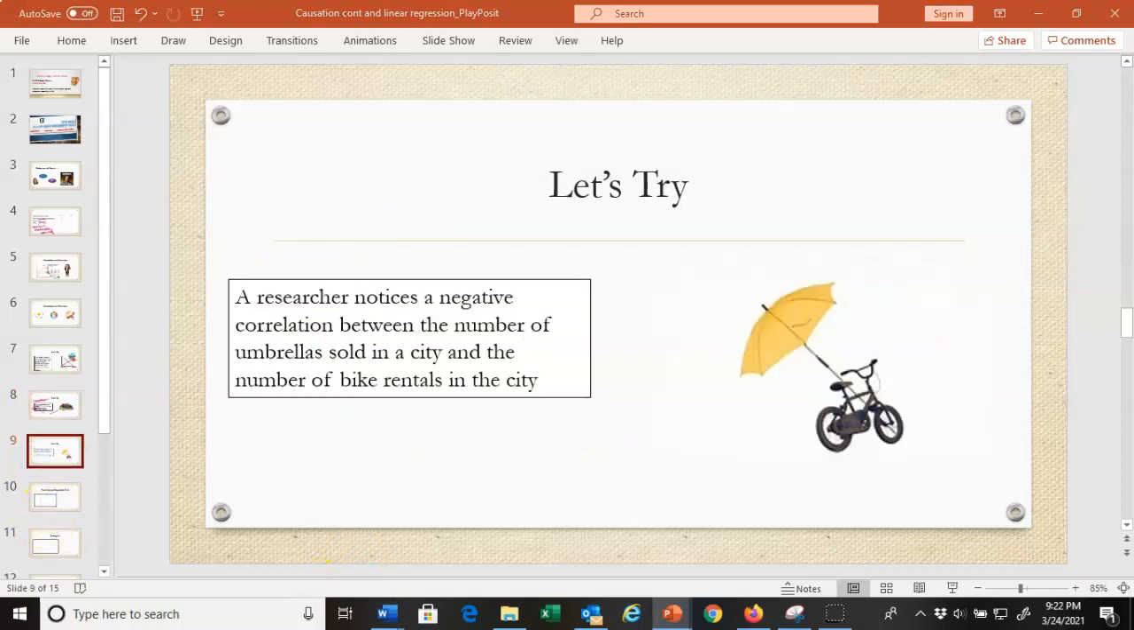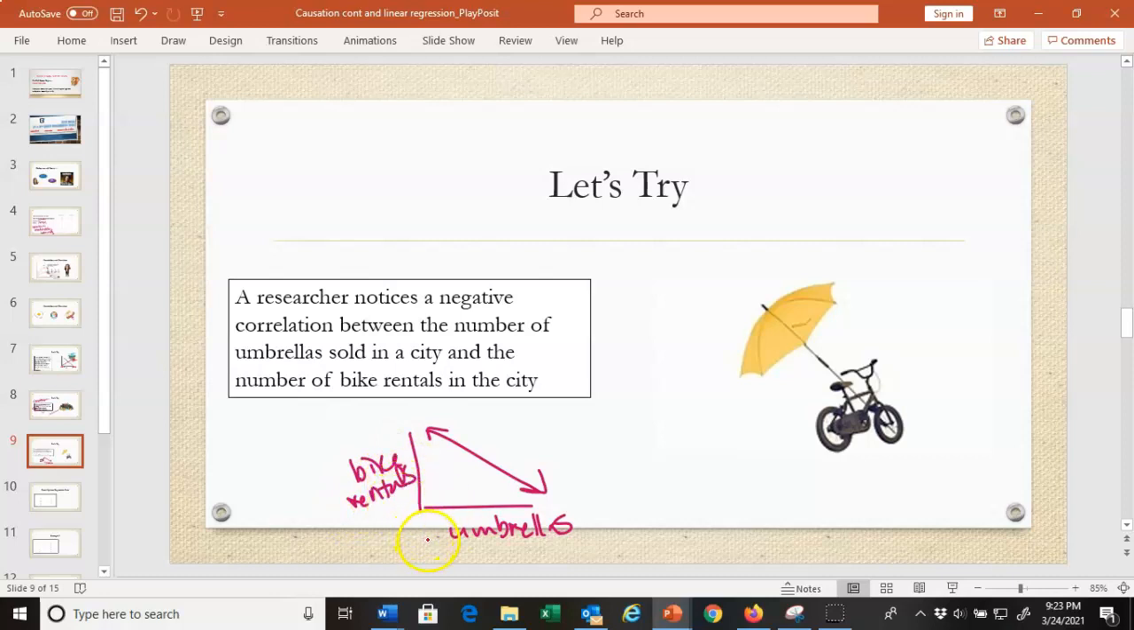All right, here's another one. A researcher notices a negative correlation, so it's going to go down from left to right, between the number of umbrellas sold in a city and the number of bike rentals. So the correlation is negative. So as the number of umbrellas sold goes up, we can put umbrellas down here, the number of bike rentals goes down.